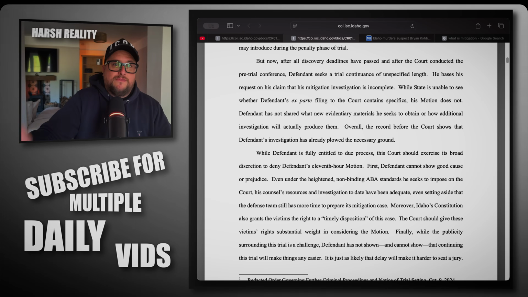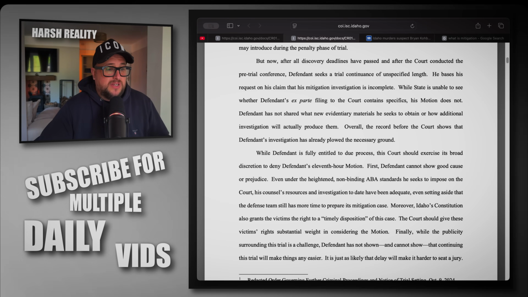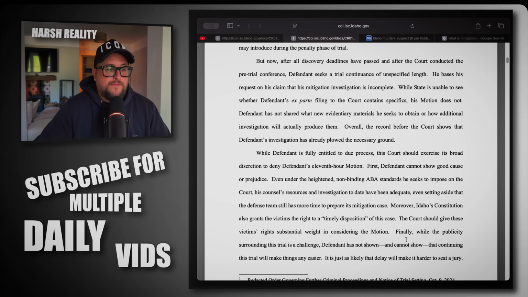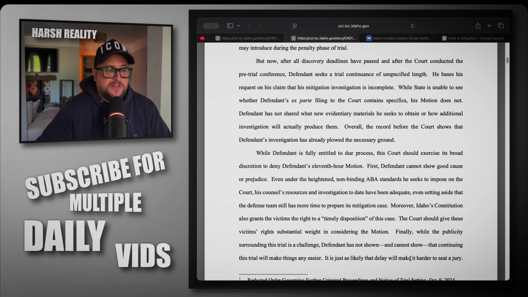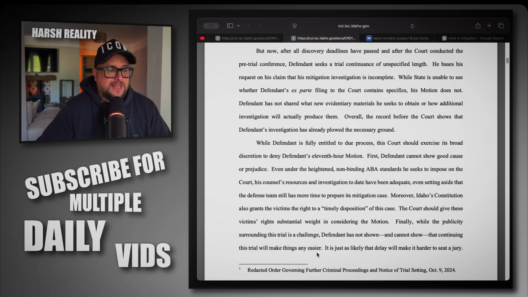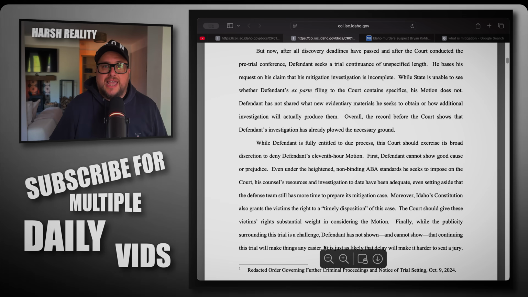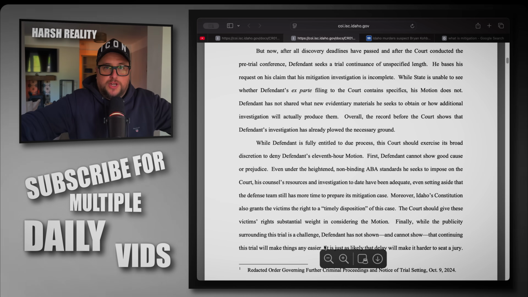But they try to make out in this doc that the prosecution have given everything, and the defence have just dragged their heels. But it says, right, the court should give these victims' rights substantial weight. Finally, while the publicity surrounding this trial is a challenge, defendant has not shown and cannot show that continuing this trial will make things any easier. But that's common sense. You can't prove what's going to happen in the future. He's right.